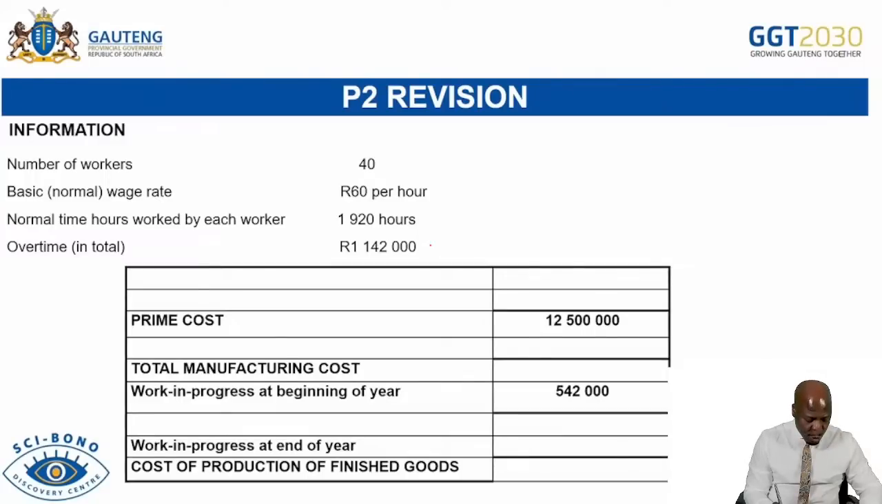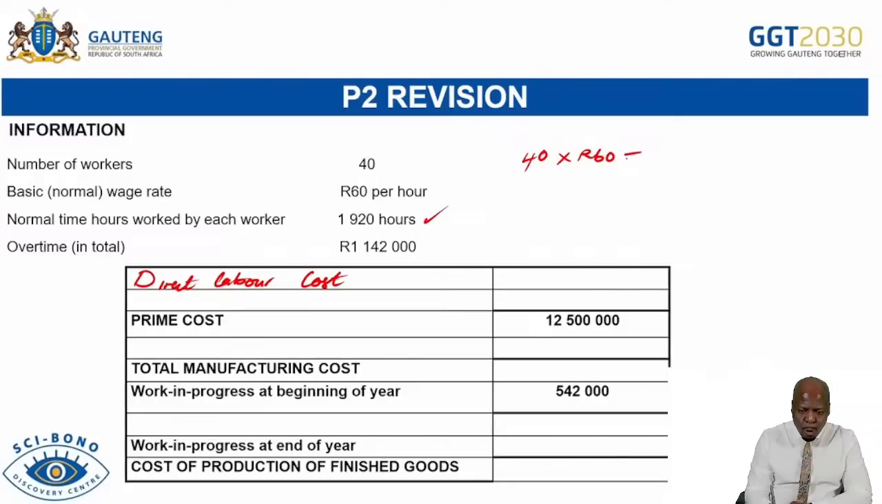1,142,000. Okay, so we want to see if we can do this one together. Let's come here. So remember, it will be coming here as your direct labor cost. All right, so I'm going to do my calculations over here. Make sure you have a calculator close to you. I'm now going to say your 40, which is your number of employees, 40, multiplied by the normal wage rate, which is 60 rands. And then you multiply that by the normal time hours that have been worked.